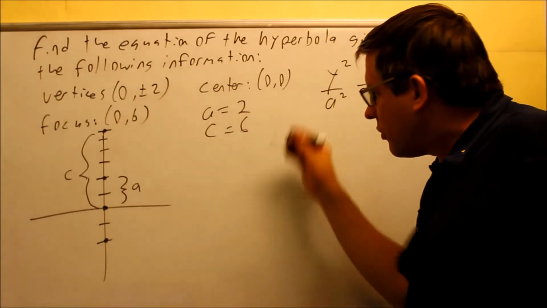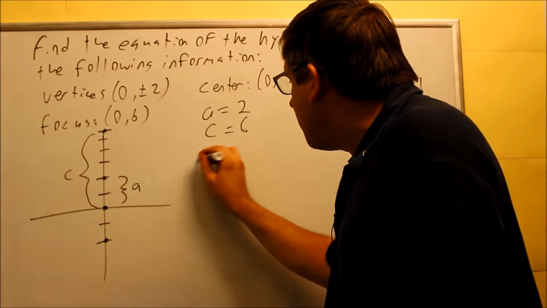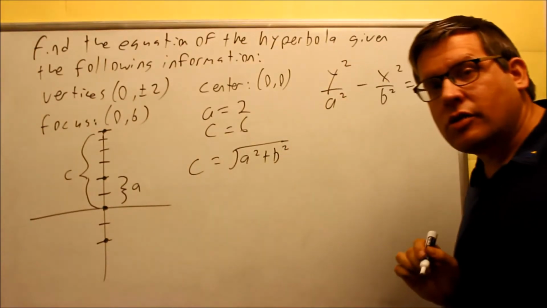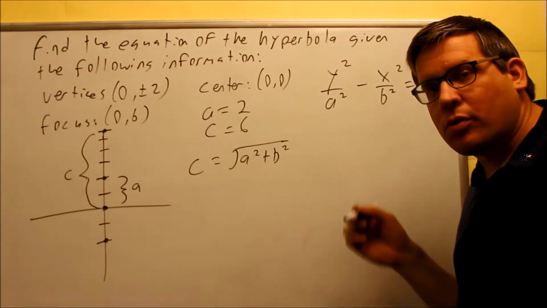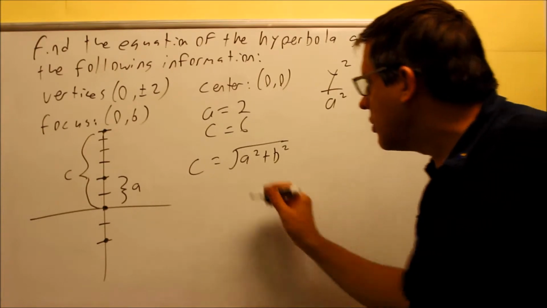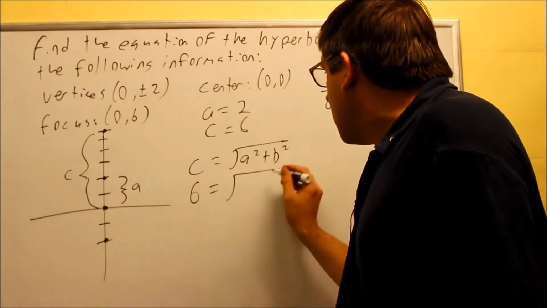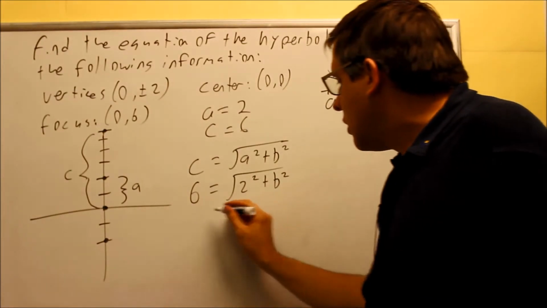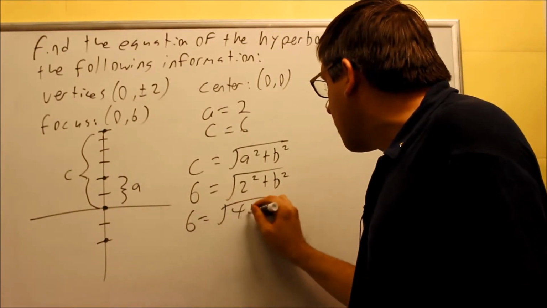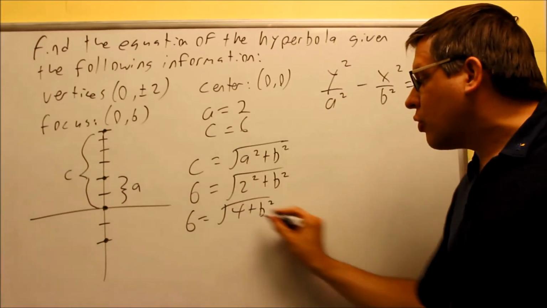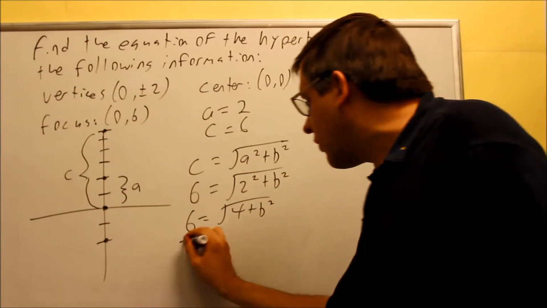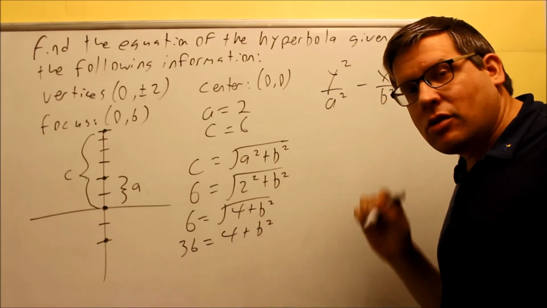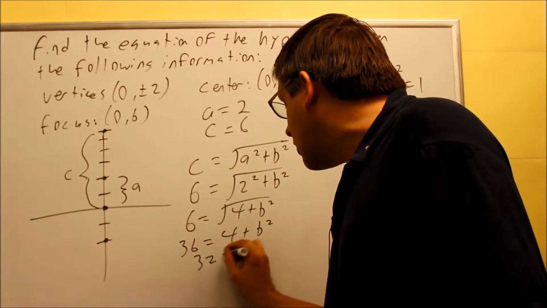Like the examples we've seen before, in order to find b squared, you want to use the formula that we use to calculate c. So we're using this one, c equals the square root of a squared plus b squared, if you're dealing with hyperbolas. c is 6, a is 2. So we put that information in and solve. 6 is equal to the square root of 4 plus b squared. You want to square both sides so you get rid of the radical. You have 36 equals 4 plus b squared. Subtract the 4 from both sides and you get 32 is b squared.